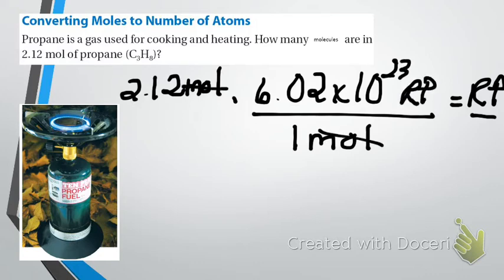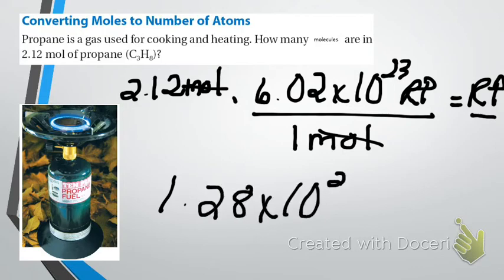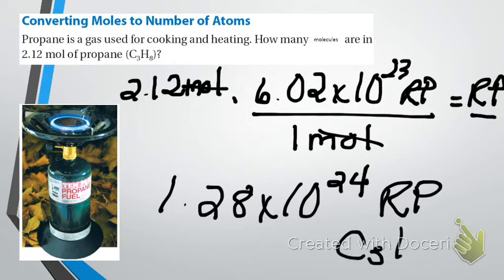Okay, cross off moles. Multiply across the top, and we'll be dividing by 1. So our answer then will be 1.28 times 10 to the 24th representative particles, which are going to be molecules of propane.